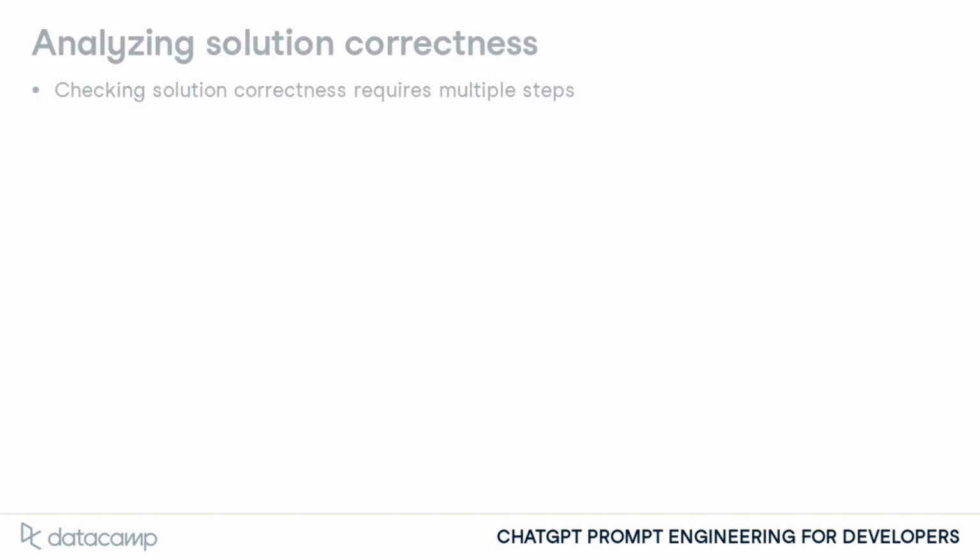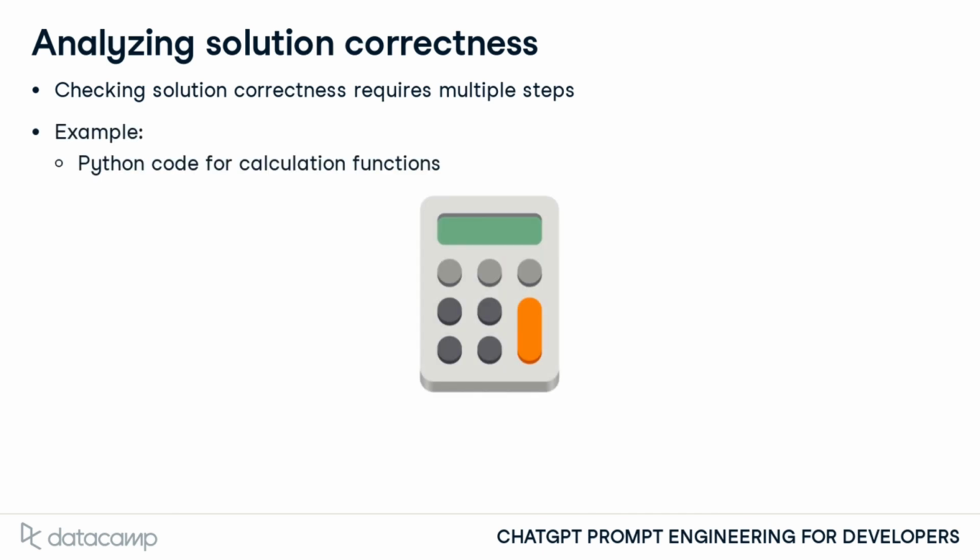Multi-step prompting can also be used for cognitive tasks like checking whether code is correct. For example, for analyzing the correctness of Python code computing basic calculations such as addition, subtraction, multiplication, and division.